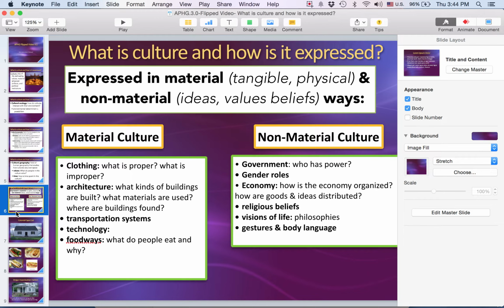And gestures and body language, those are non-material examples of culture. But for example, a handshake, what you and I associate with how you meet someone. In France, you've got the two kisses on the cheeks. There are societies where you do three kisses on the cheeks. And that's just the norm and the standard. Those are non-material examples of cultural expression that we will see how and why vary over space.